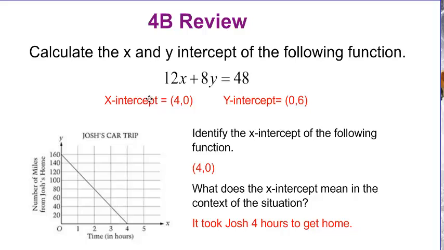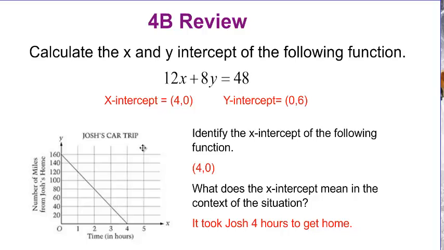Our x-intercept in this case is 4, 0, because if we solve the equation where we plug in 0 for y, 12 times x must be 48, and 12 times 4 makes 48. Our y-intercept is 6, because if we plug in 0 for x, 8 times y equals 48, and 8 times 6 is what makes that equation true. So we have the point 0, 6.